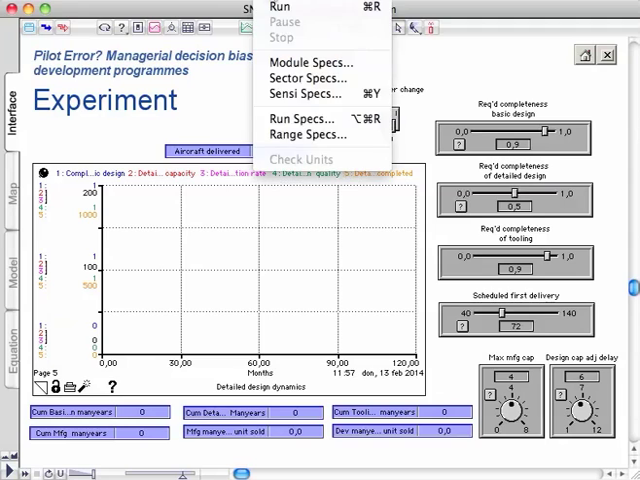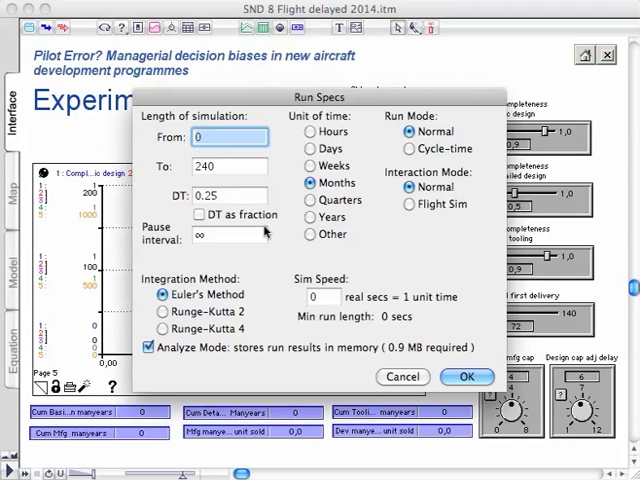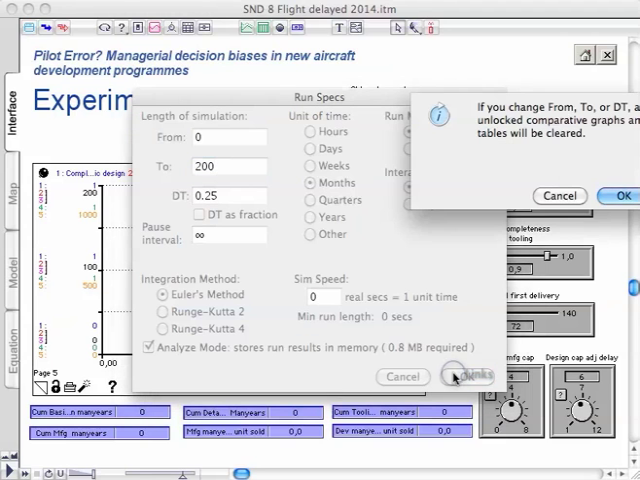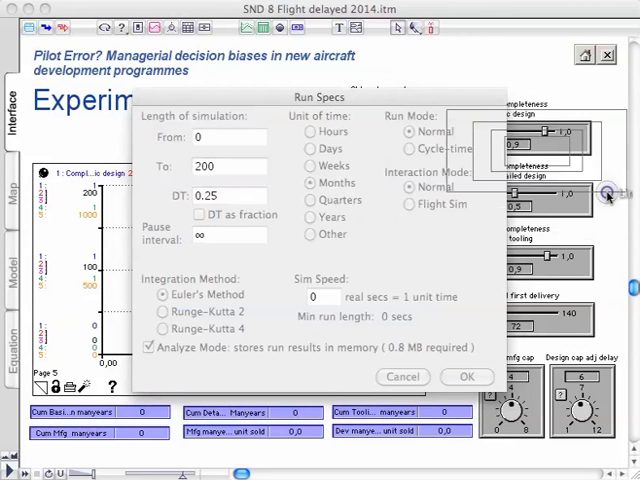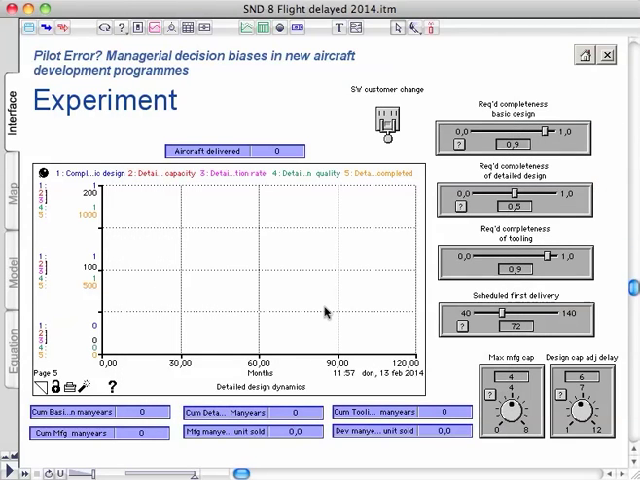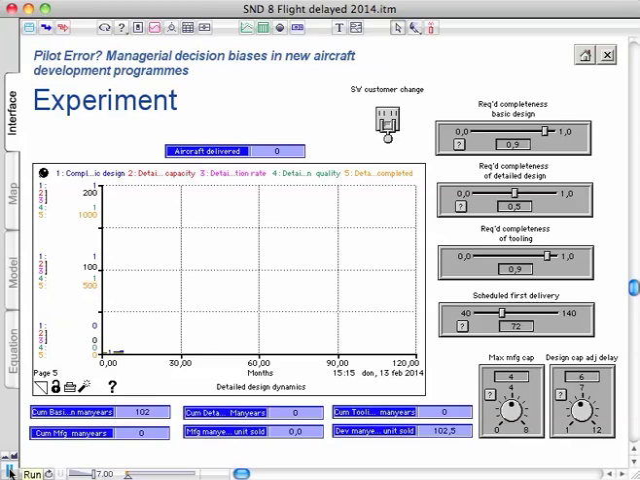First thing that I need to do is make this a bit less long, else the overwhelming effect of the production rate will tell us a lot more about manufacturing than it will tell us about concurrent engineering. So I've now reduced the simulation length to 200 months. Let's run, this is the base case.